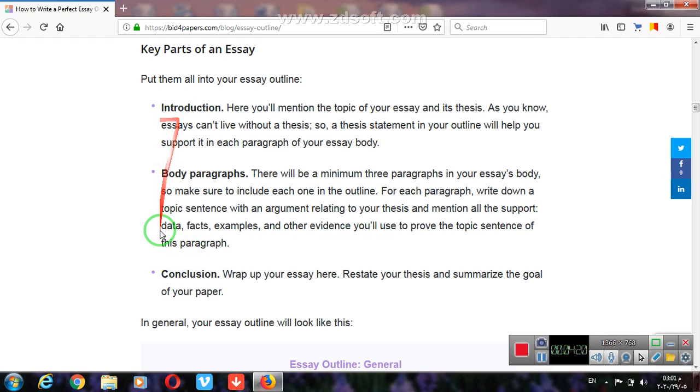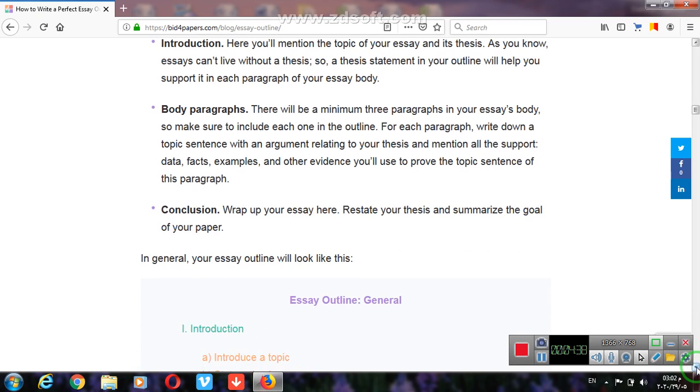When you finish the introduction and body paragraphs, you need your conclusion. Wrap up your essay here, restate your thesis, and summarize the goal of your paper. All this should be written in a conclusion. In general, your essay outline will look like this. Let's consider it together.